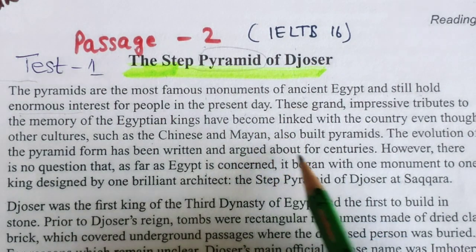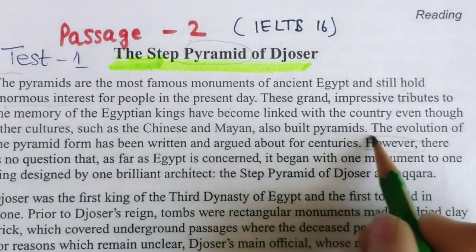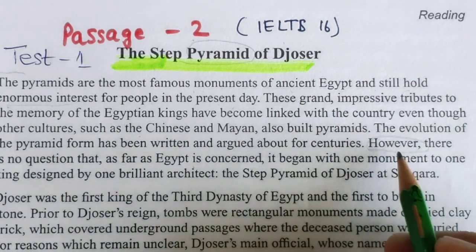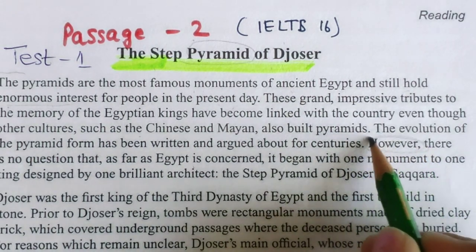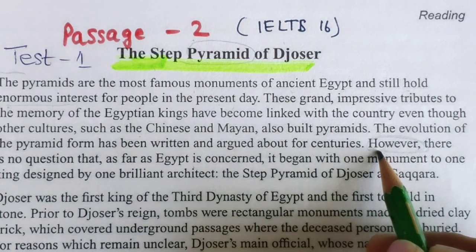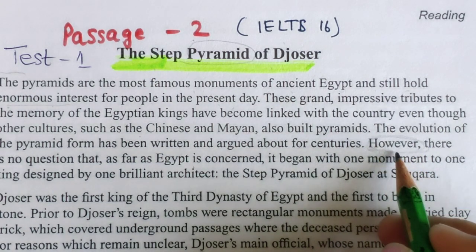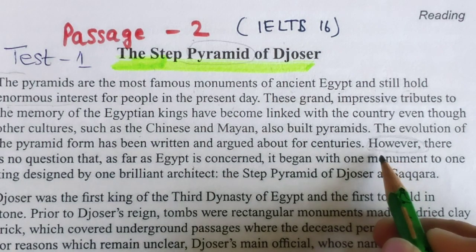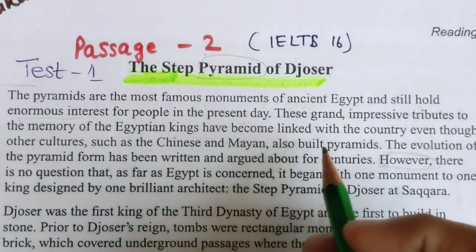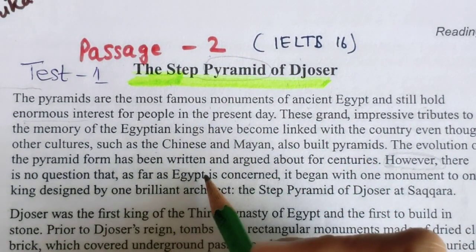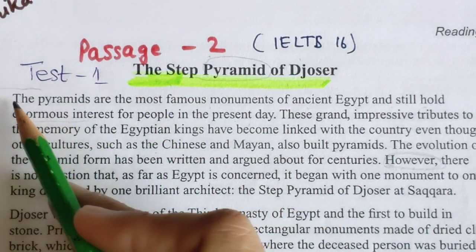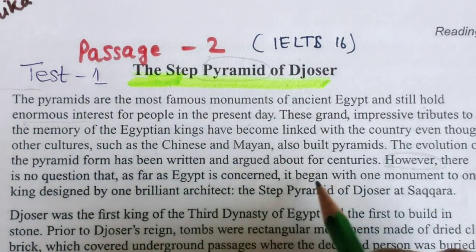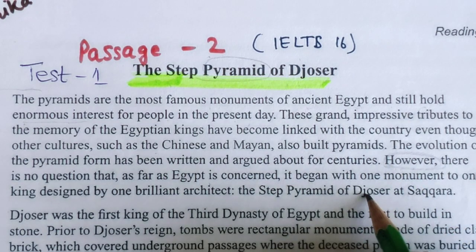Sometimes you can find a word like "however", and for some words it's like that. From there you can get a clue that your answer may be nearby. Some match-the-heading questions we can easily find by reading the first sentence or second sentence, and the last two sentences or the last sentence.